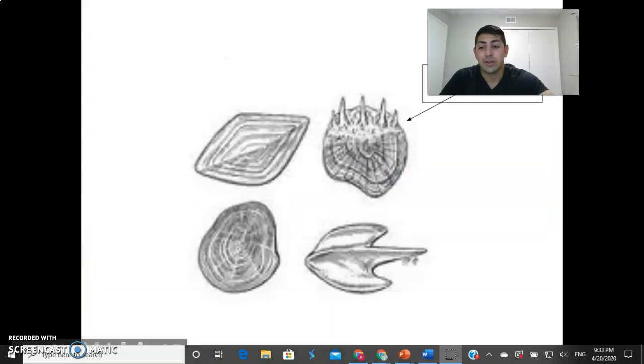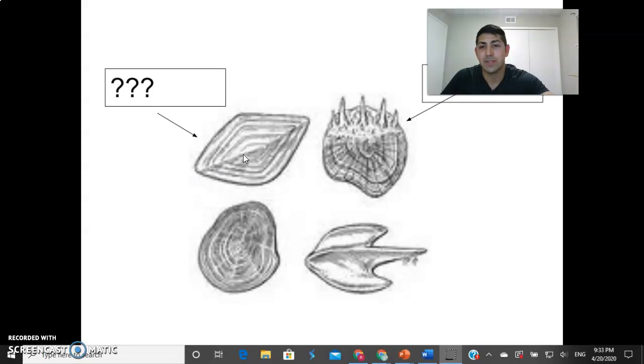All right, so can you tell me which one this is right here? If you said tenoid, that's correct. Can you tell me which one this is? If you said ganoid, that's correct.